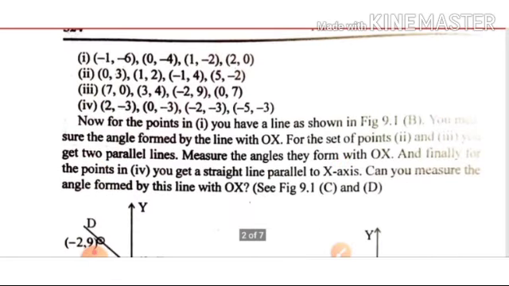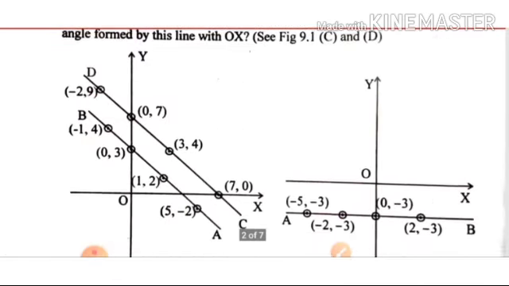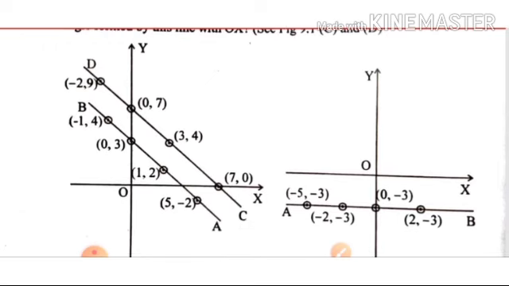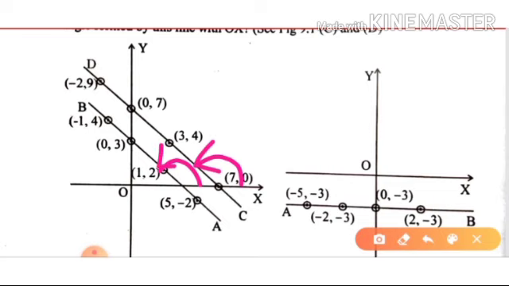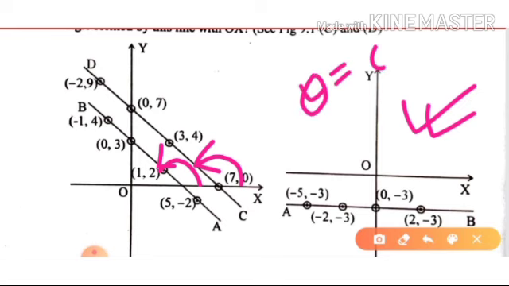So when we say positive direction of x-axis, look here, this line is making this angle, that line is making that angle. That means it is in the anti-clockwise direction, so the angle of inclination will be this. And for this line, as it is parallel to x-axis, the angle of inclination, say theta, will be 0 degrees.